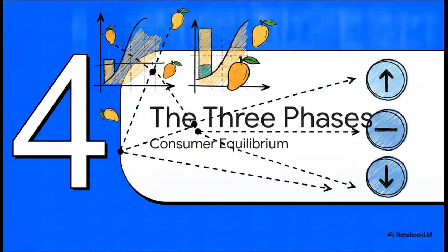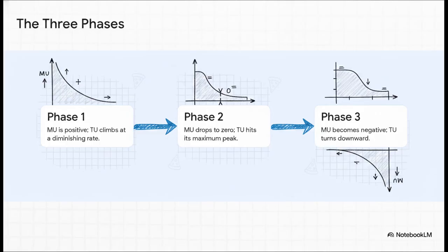Let's break this visual down into the 3 phases of consumer equilibrium. There are 3 distinct phases happening in these graphs, and they are entirely controlled by marginal utility. Phase 1, MU is falling but positive, which makes TU climb at a diminishing rate. Phase 2, MU drops to exactly 0, forcing TU to hit its flat maximum peak. And finally, Phase 3, MU goes negative, actively pulling TU downward.